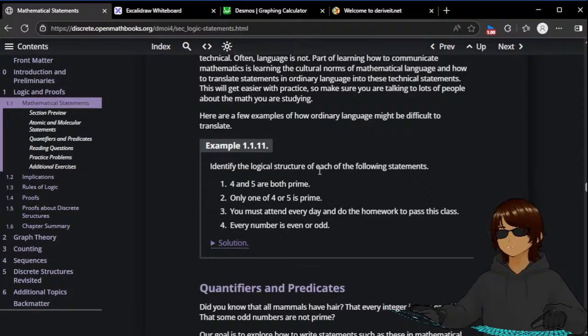Identify the logical structures of each of the following statements. 4 and 5 are both prime. Only one of 4 or 5 is prime.